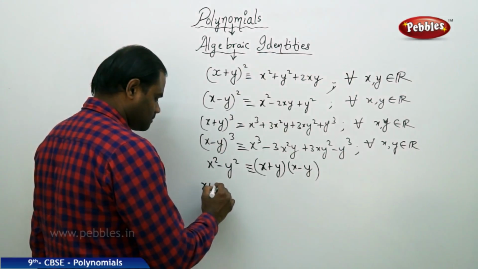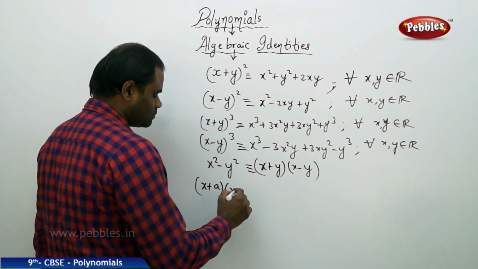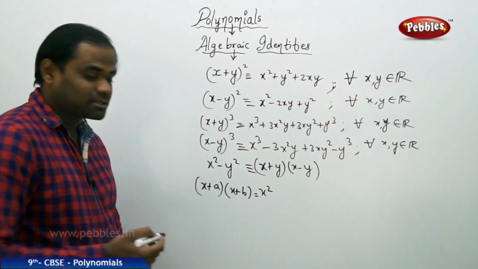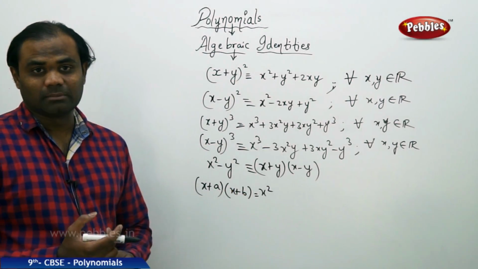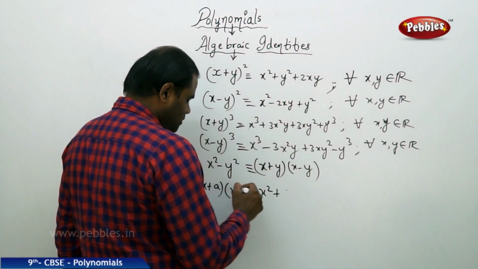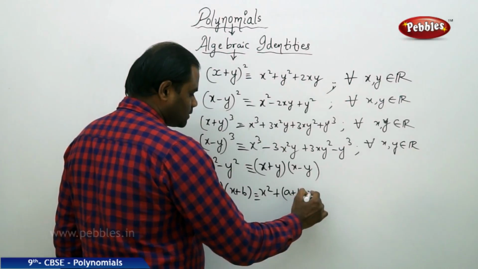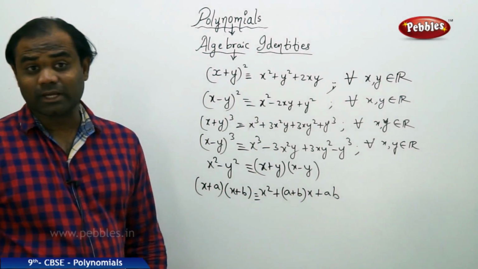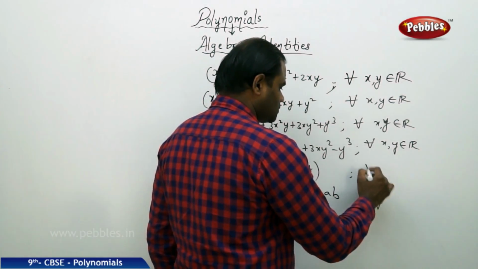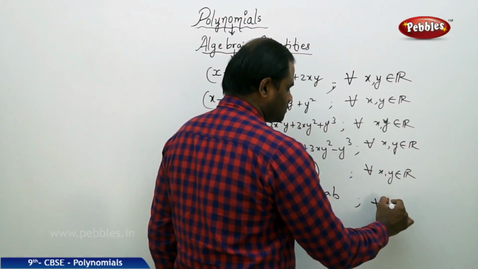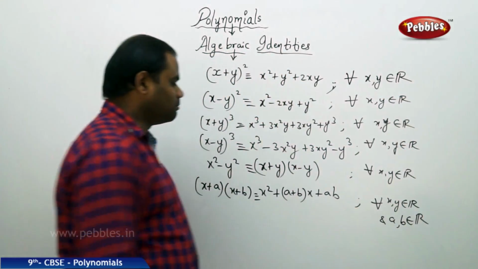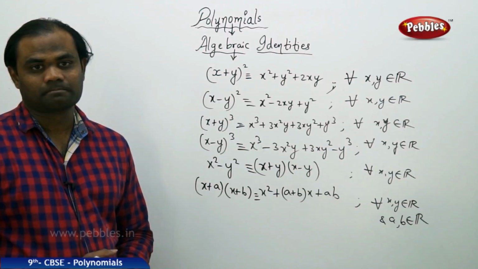Next, (x plus a) times (x plus b), by introducing the two new real numbers a and b, can also be expanded and is identically equal to x square plus (a plus b) times x plus ab. This is how we identify it for the two real numbers a and b belonging to the real numbers.